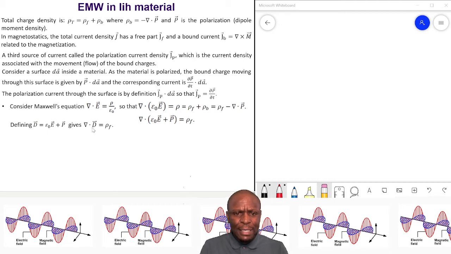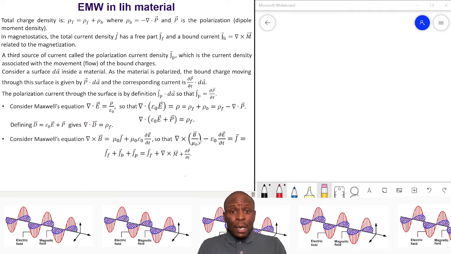Now, with D defined, the first Maxwell equation in a linear material is the divergence of D equals rho F, where rho F is the density of free charges. Now, let us also consider Maxwell's fourth equation. Why am I considering that? Because it has J, and J is a combination of the free current, the bound current, as well as the polarization current density.